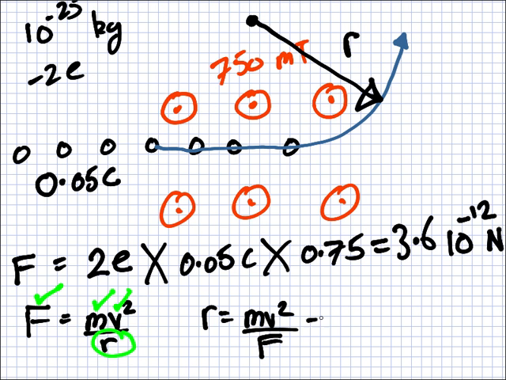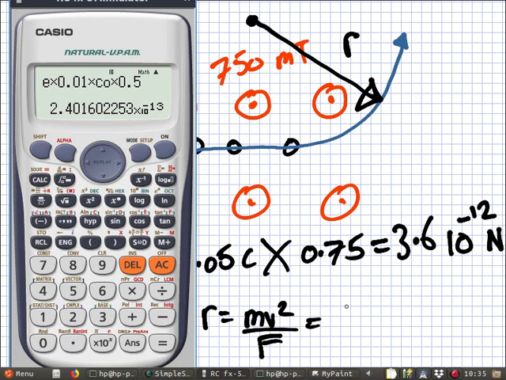We know all of these things. So the m is 10 to the power of minus 25. The v is 0.05 times c. And the F is 3.6 times 10 to the power of minus 12. So it's a 6.24 meter radius.